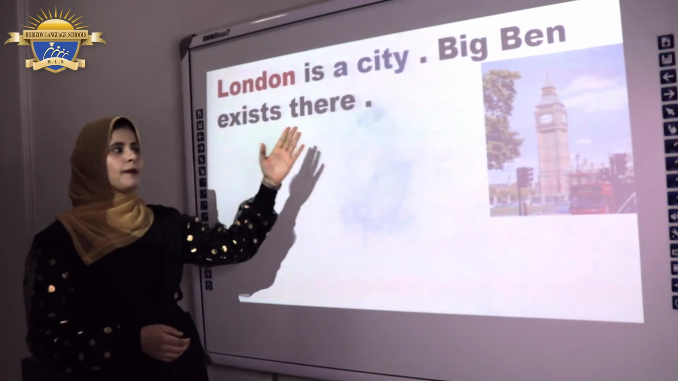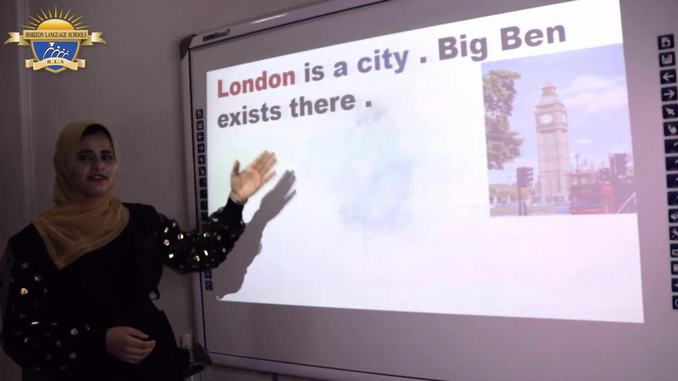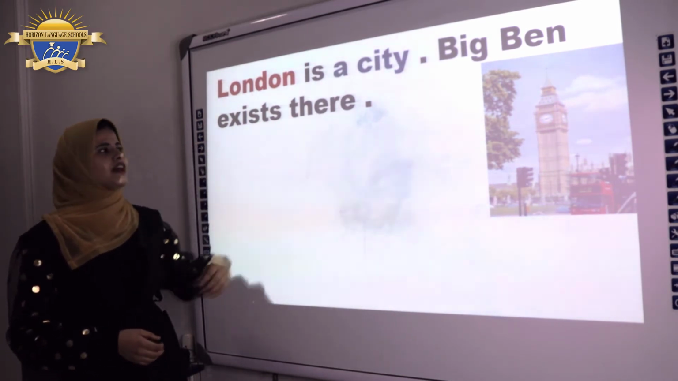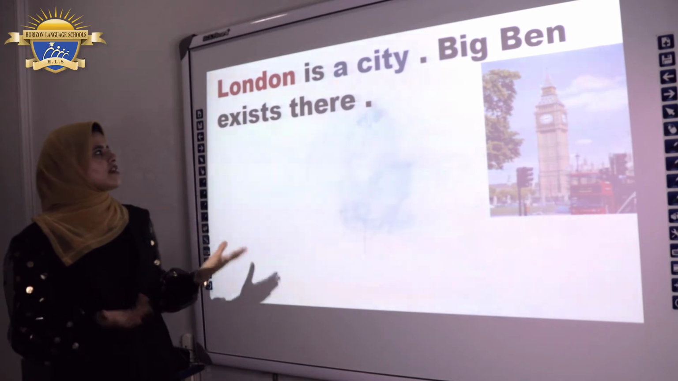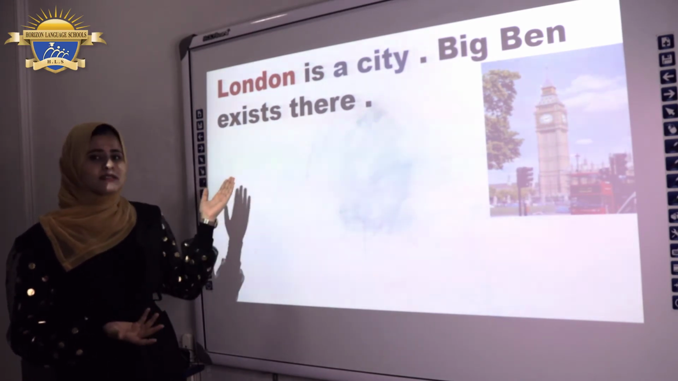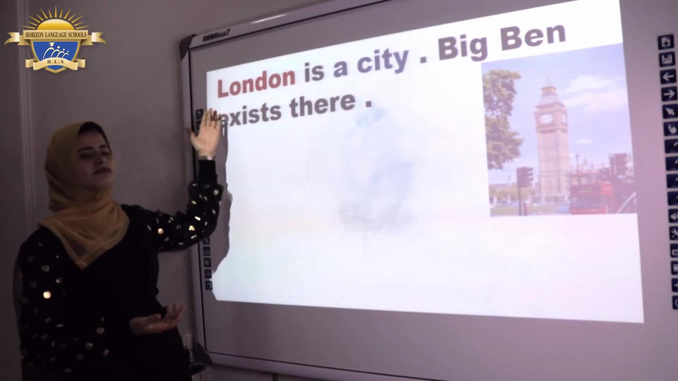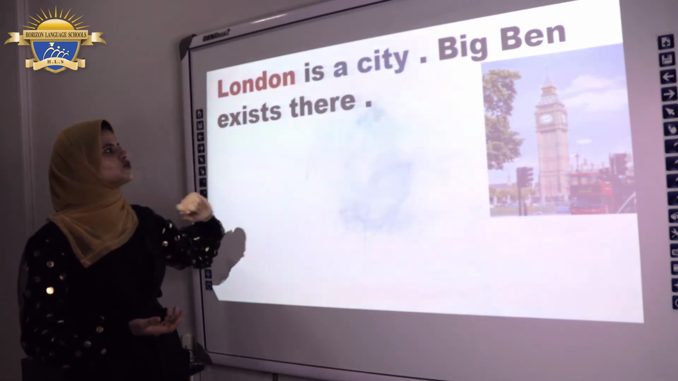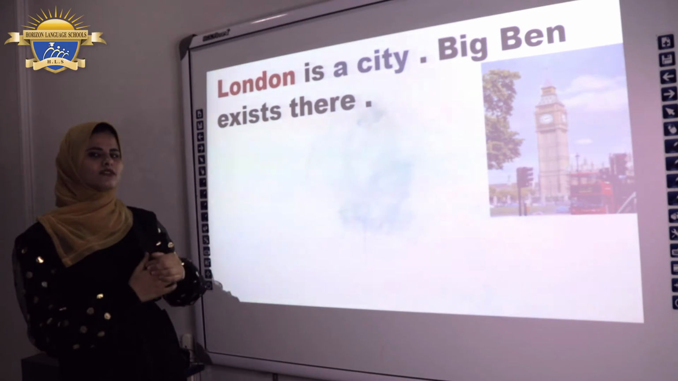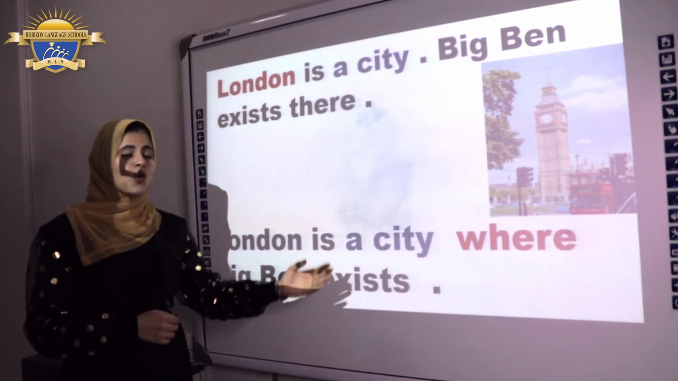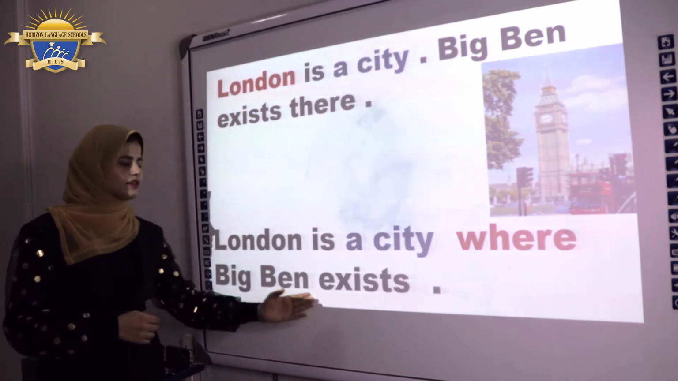Then the second sentence. Okay? London is a city. Big Ben exists there. Okay, if I ask you, where does Big Ben exist? Okay, the answer would be in London. Okay, so how can I join these two sentences? Let's see. London is a city where Big Ben exists.